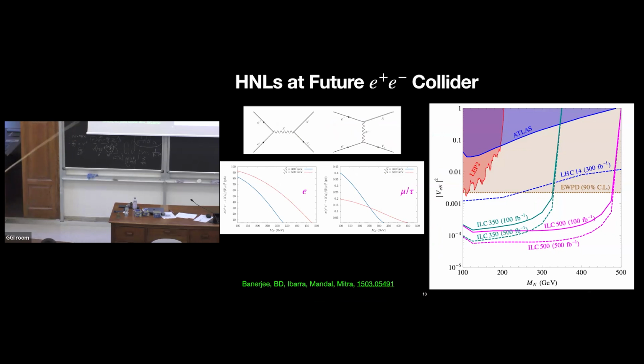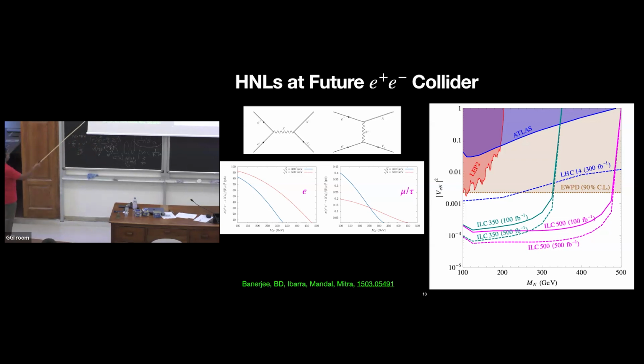This is some study that we did almost 10 years ago, more than that actually. And the main production channel would be coming through the Z-mediated diagram or the W-mediated diagram. If the HNL couples to electron flavor, then both of them will be relevant. But if the HNL couples to only muon or tau flavor, then you can only do this diagram. This t-channel doesn't exist, right? So depending on that, the cross section would be different.